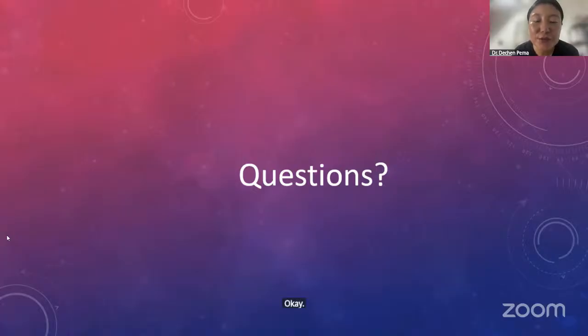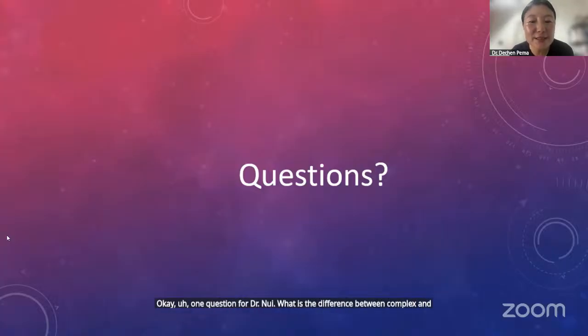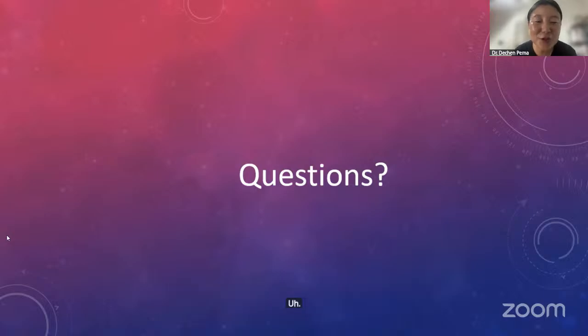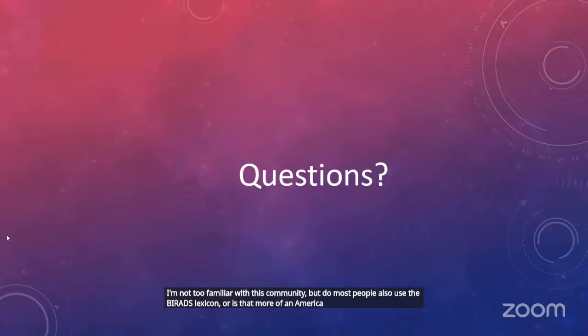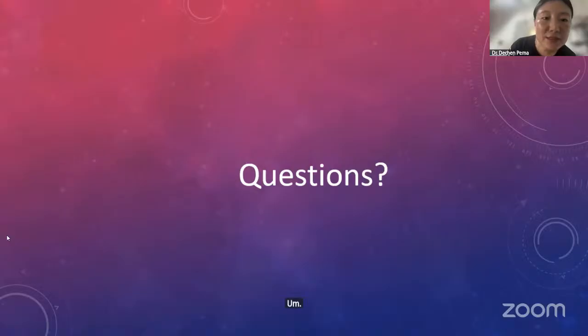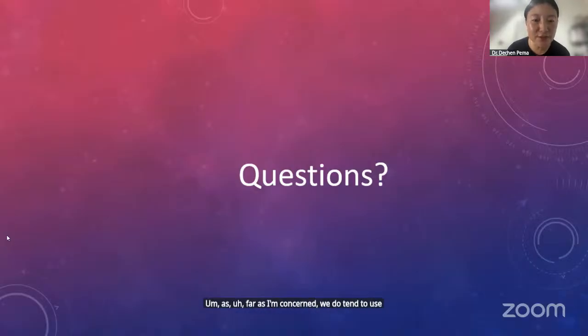Okay, one question for Dr. Nui. What is the difference between complex and complicated cysts? They appear to be different since you mentioned them in particular. Oh yeah, and as a brief thing, I'm not too familiar with this community, but do most people also use the BI-RADS lexicon, or is that more of an America specific thing? As far as I'm concerned, we do tend to use the BI-RADS lexicon.